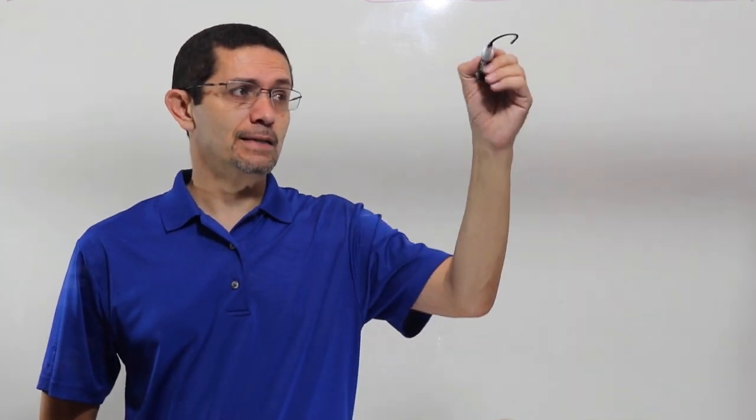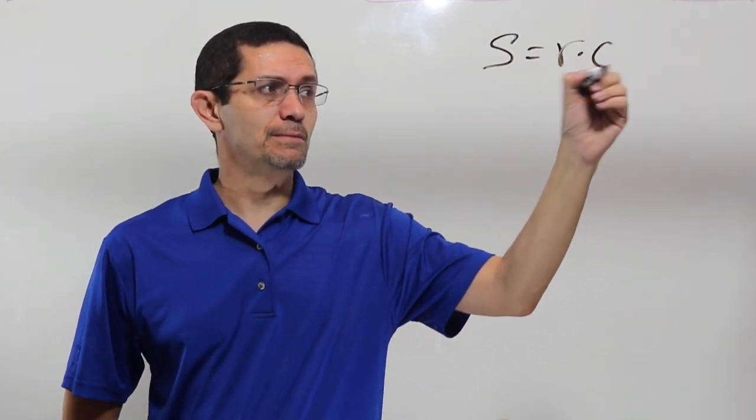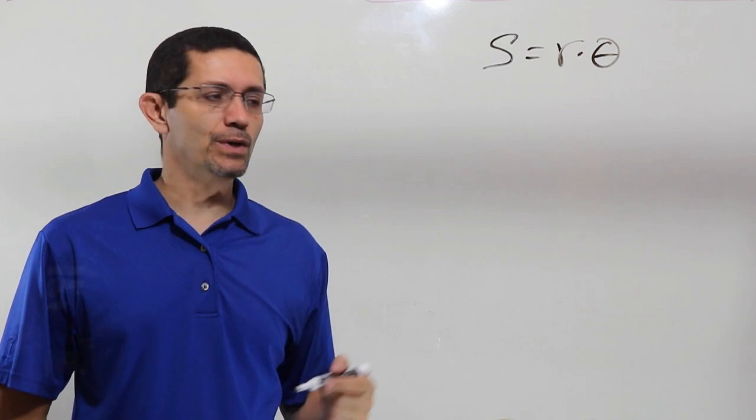Urrego, and today we're going to talk about arc length and central angles. All right, we're going to talk about the formula for the arc length and the central angles. So first of all, my formula is S equals R times theta. But what is each one of them?